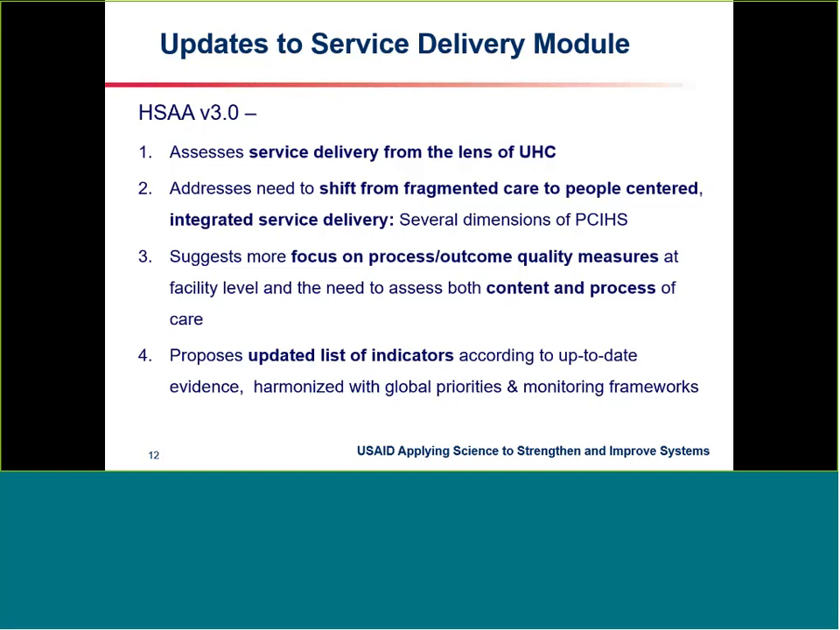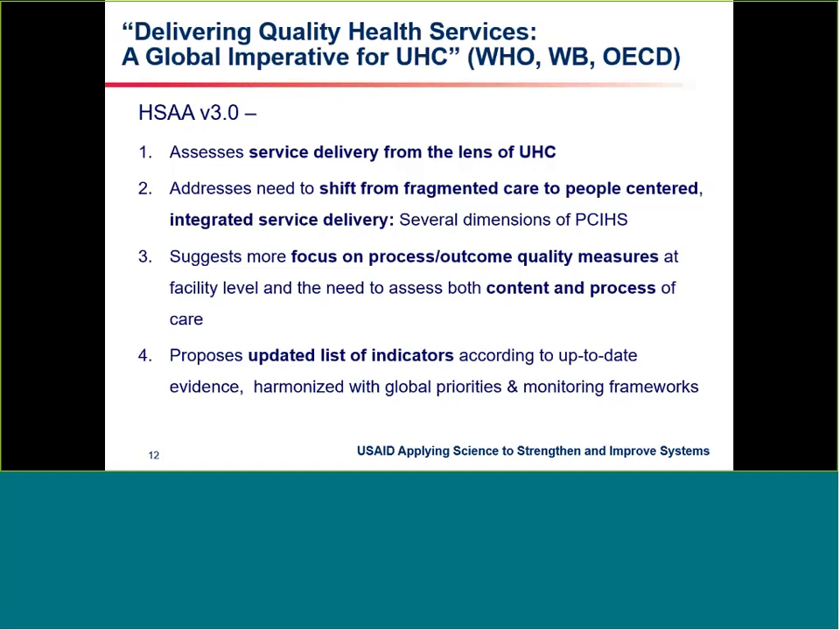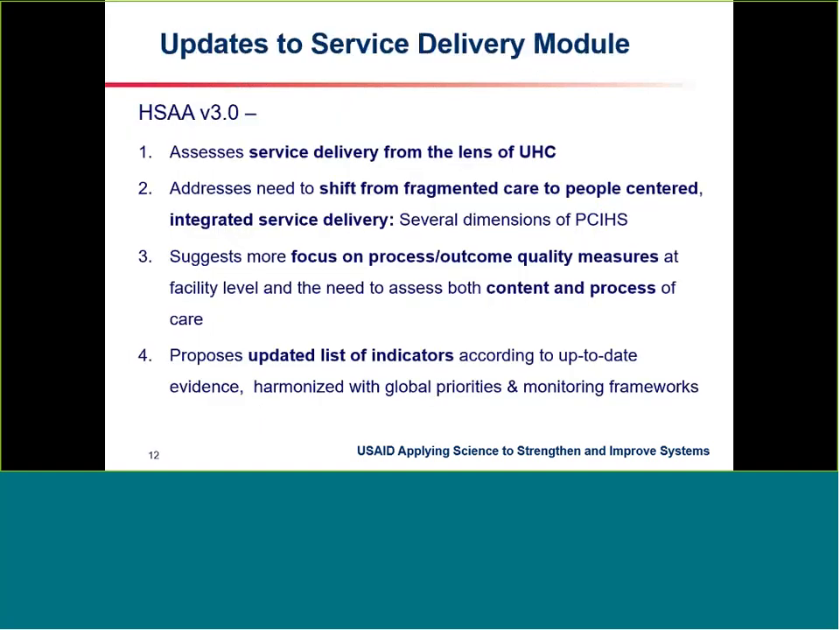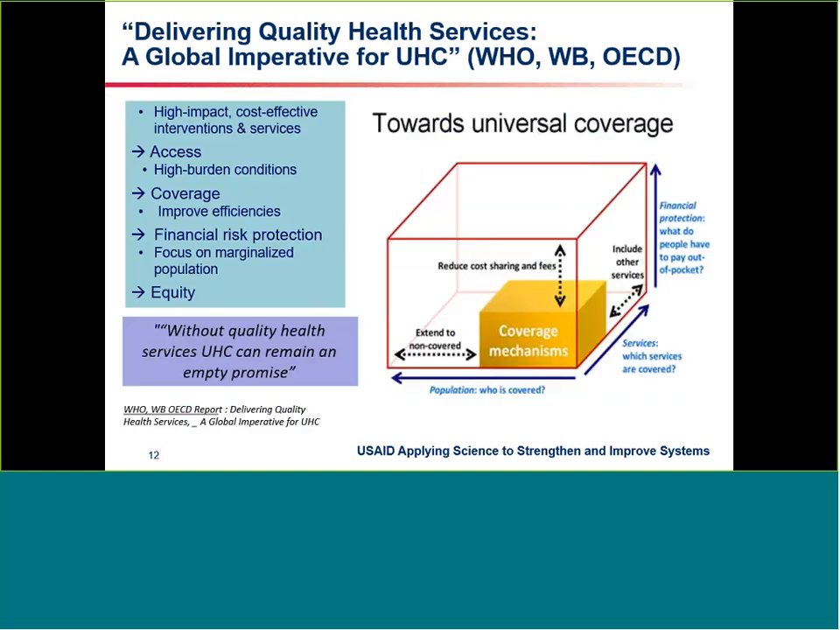And lastly, the assessment proposes an updated list of indicators according to up-to-date evidence and aligned with the global priorities and monitoring frameworks such as SDGs, PMCD, Global Strategy for Women's, Children's, and Adolescent Health, and emerging health priorities such as NCDs, including measures on risk factors, and harmonized them to the global reference list of 100 core indicators and so on. Next slide, please.